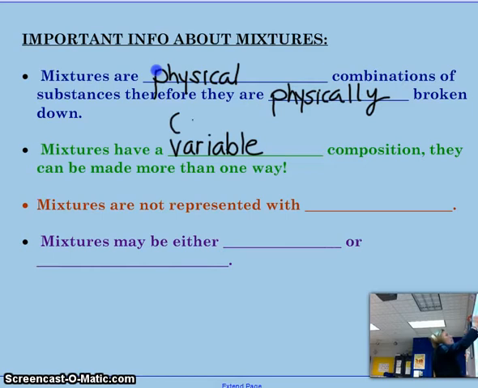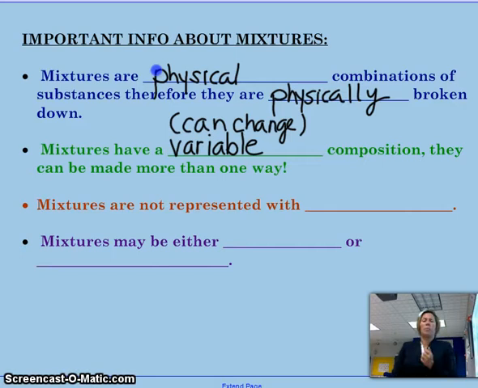They have a variable composition. And to have a variable composition means that it can change. It's changeable. If you're making a mixture of salt and pepper, there's no rule that says you have to put in this much salt and this much pepper. You can vary it any way you wish. Okay? You can make a mixture more than one way. Mixtures, therefore, since they can be made more than one way, do not have formulas.